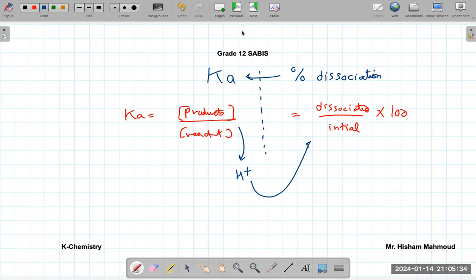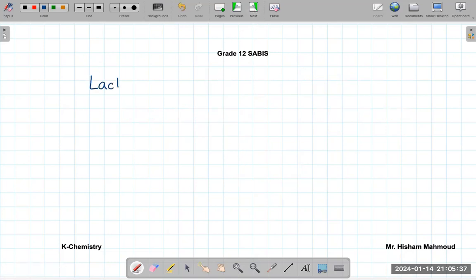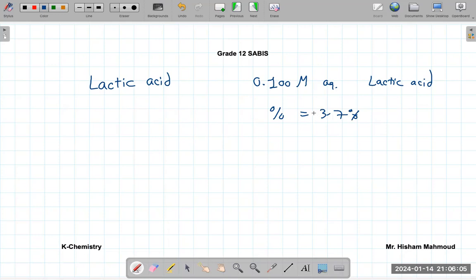Now let's have an example to find that. I have, for example, lactic acid. If we take biology, we know that lactic acid is what's produced in the muscles when you are fatigued or tired. So let's say that I have a 0.100 molar aqueous solution of lactic acid. And I have its percentage dissociation equal to 3.7. And I need to find the Ka.